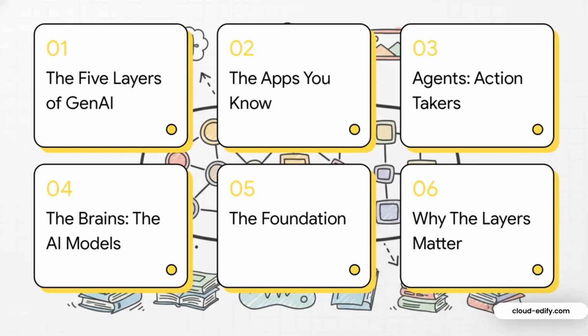All right, so here's the game plan for this explainer. We're going to break down generative AI into 5 different layers. We'll start with what you see on your screen and work our way all the way down to the metal, the physical hardware. Then we'll bring it all back together to see why this whole structure matters so much.